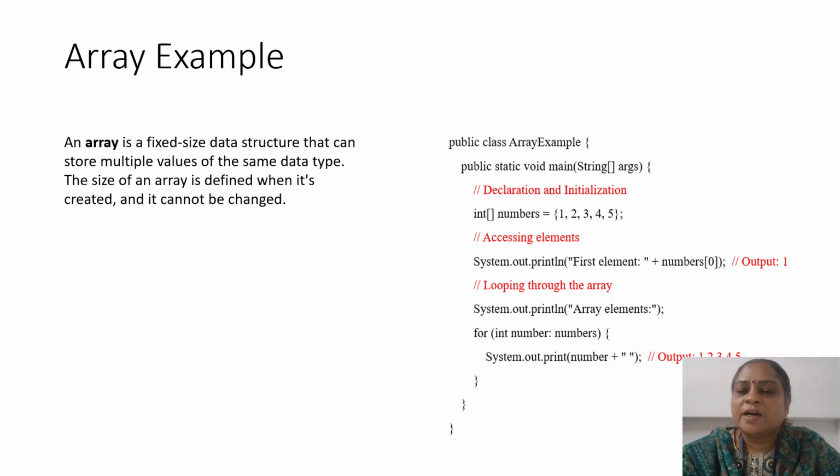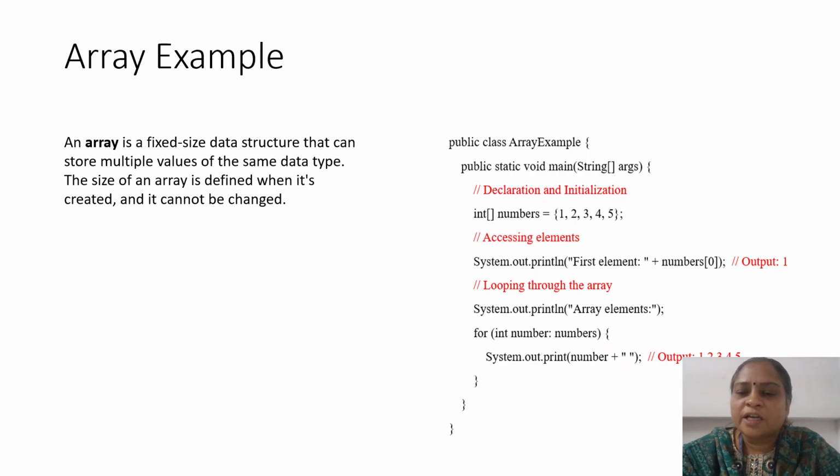And next I have accessing. I am writing the code for how to print the elements in the array. So here I am printing the first element. I am typing numbers of 0. Numbers of 0 means it will print the element that is present in the first position, that is 1.